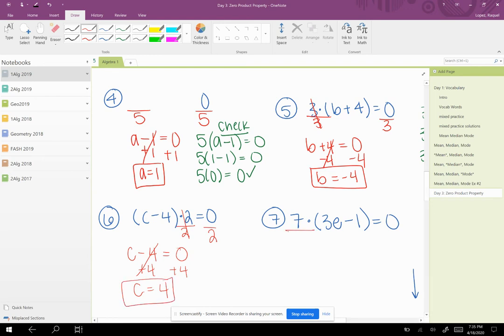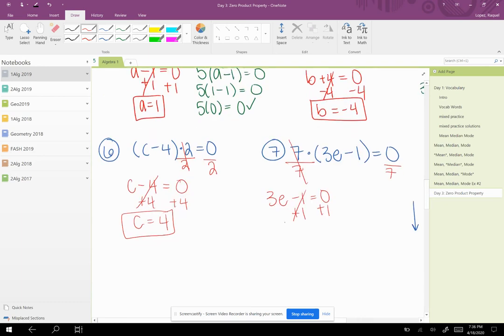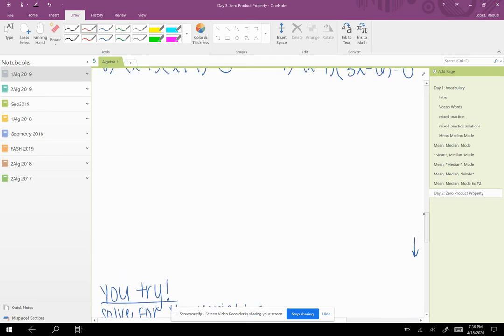And then for number 7, we're going to divide both sides by 7. I have 3e minus 1 equals, whoops, I almost wrote 7. Nope, 0 divided by 7 is 0. Add 1 to both sides because we want to undo everything. So I have 3e equals 1. To undo 3 times e, I want to divide both sides by 3. So the value of e is 1/3 or 0.333. But I prefer fractions. All right, let's go ahead and level up a little bit.